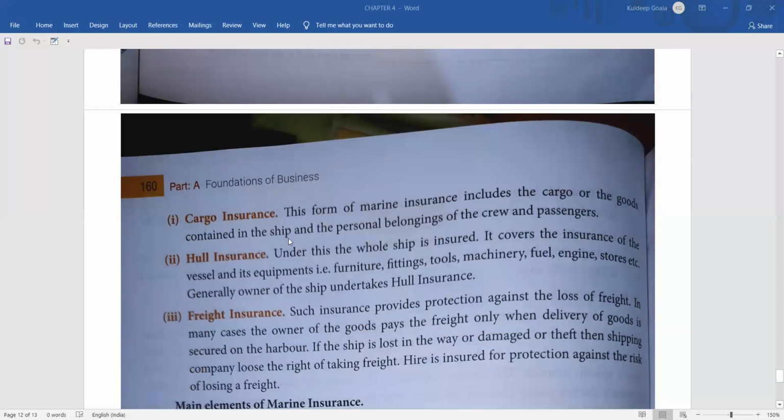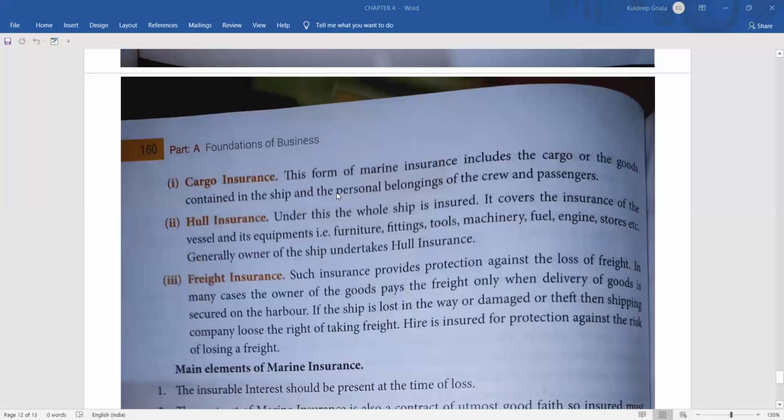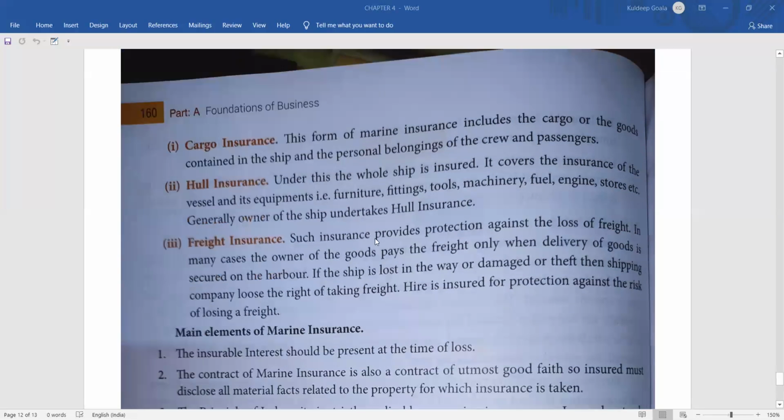तो कार्गो इंश्योरेंस होता है, हल्क इंश्योरेंस होता है, फ्रेट इंश्योरेंस होता है. सो व्हाट इज दैट? कार्गो इंश्योरेंस इज अ फॉर्म ऑफ मैराइन इंश्योरेंस इंक्लूडेड फॉर द कार्गो. कार्गो देखा है, बड़ा बड़ा कंटेनर होता है ना, उसको कार्गो बोलते हैं. उसके बाद हल्क इंश्योरेंस, अंडर दिस द होल शिप इज इंश्योर्ड. एंड फ्रेट इंश्योरेंस, such insurance provide protection against the loss of freight.